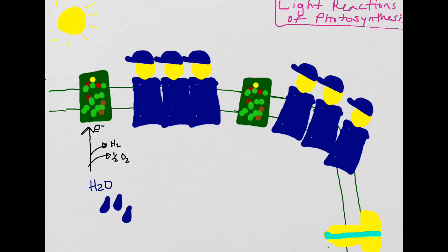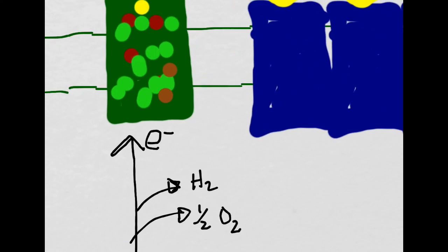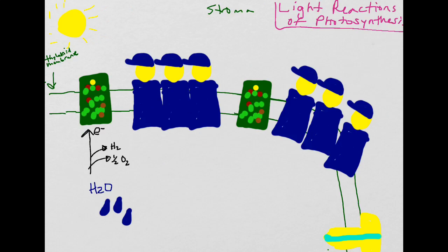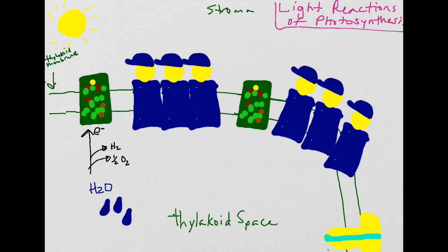Okay, so out here is stroma, the space around the thylakoid. This is the thylakoid membrane. And then in here is the thylakoid space. All right, so we have figured out where we're at in the cell and in the plant, right? So the sunlight shines in through the leaf, and it's going to affect what's going on here in the thylakoid membrane.